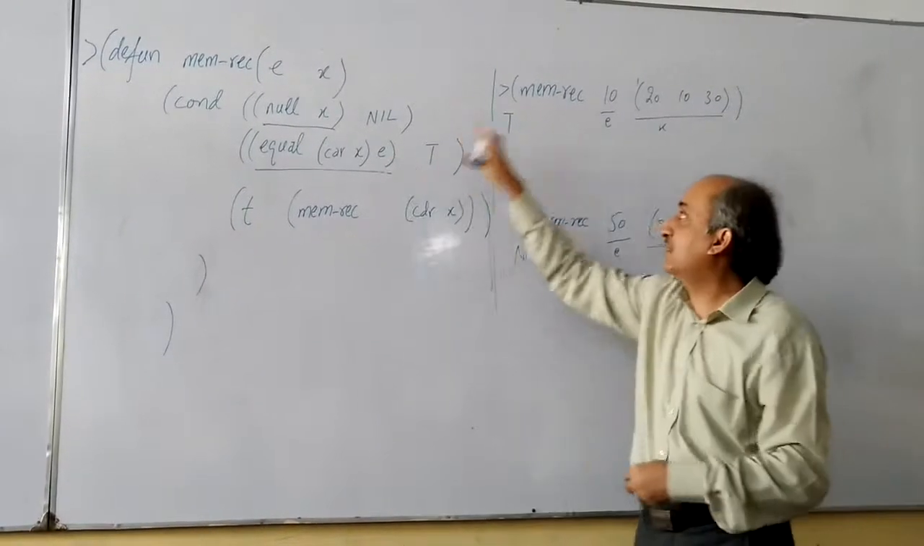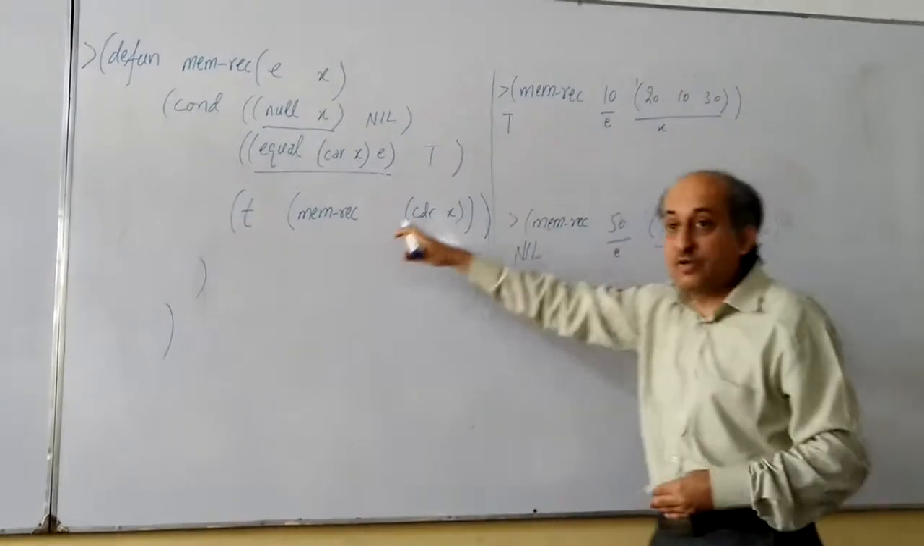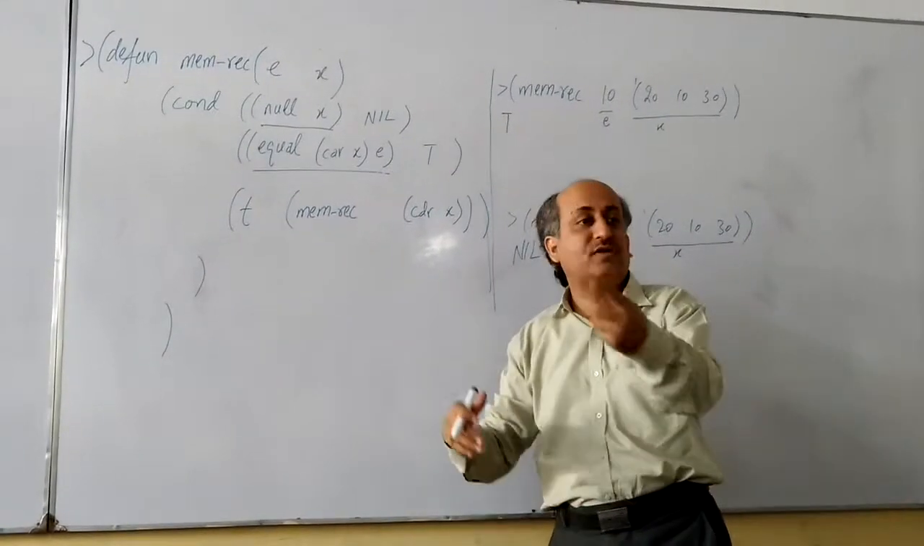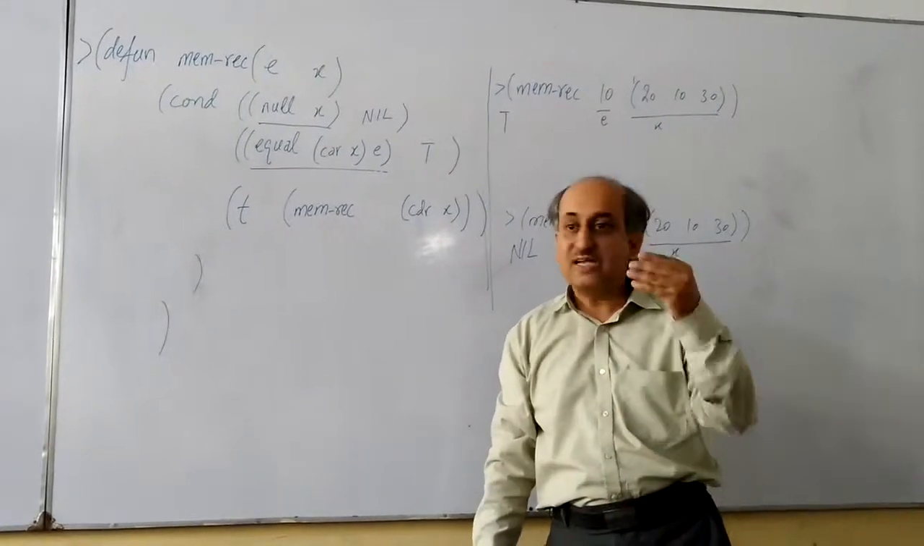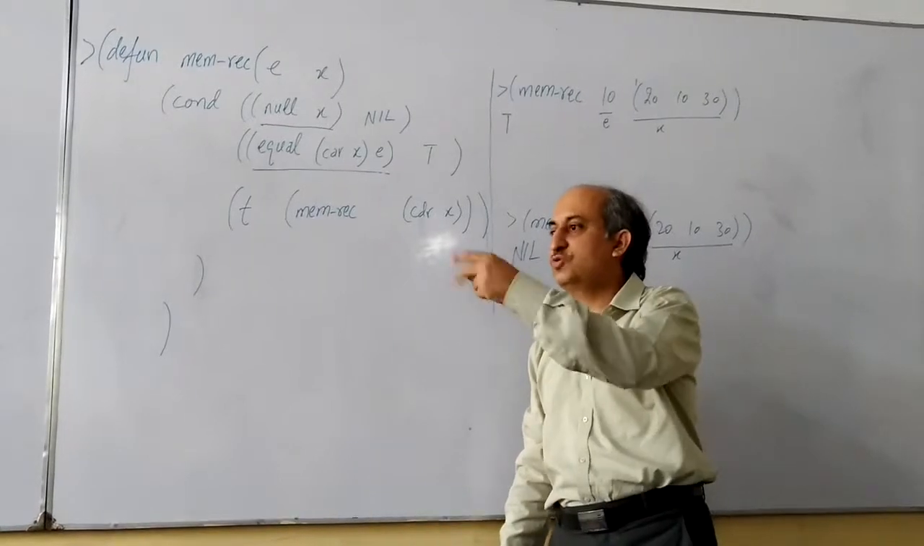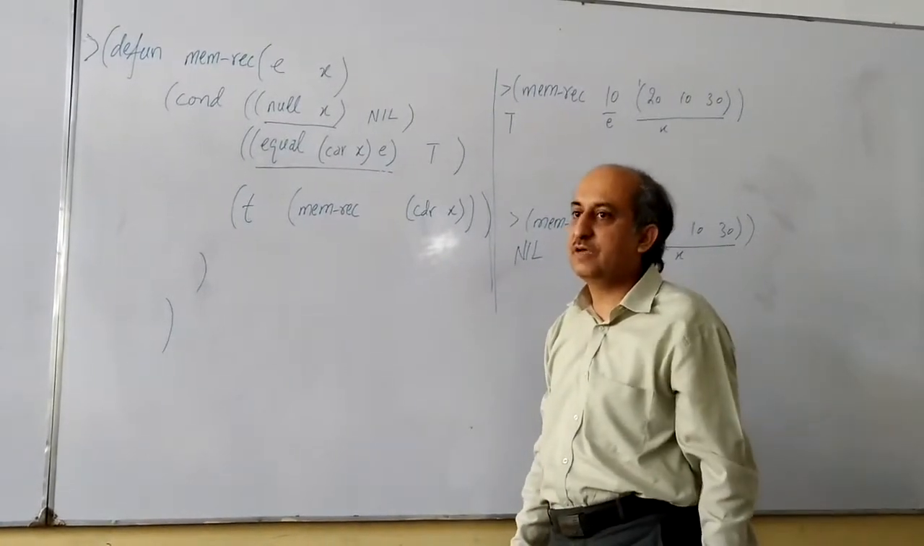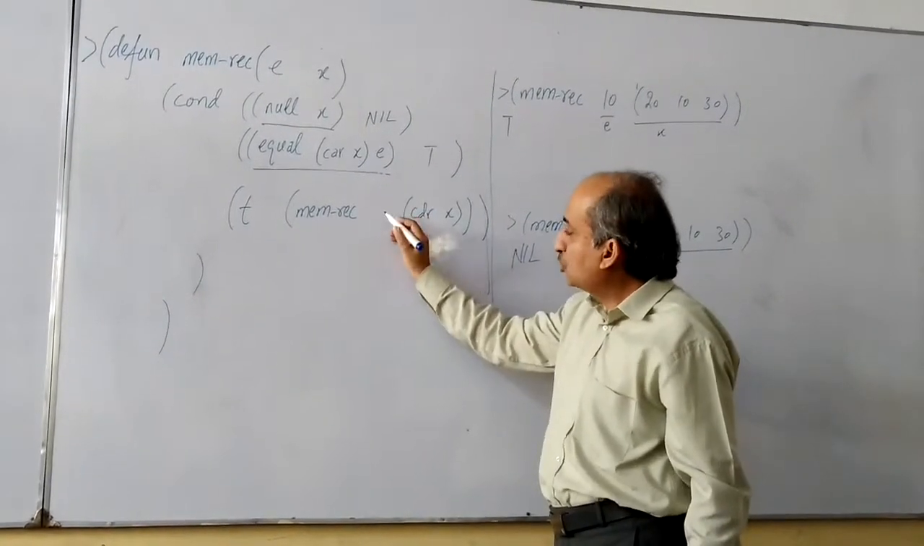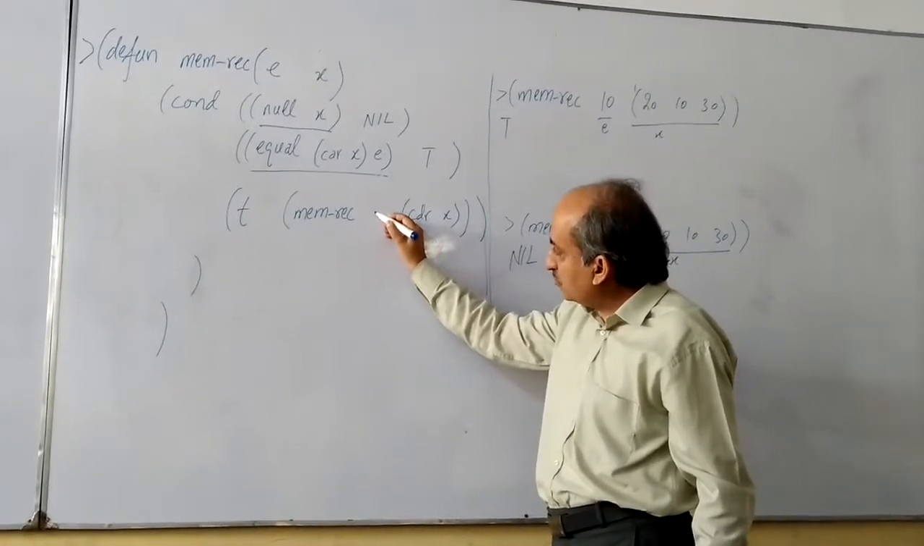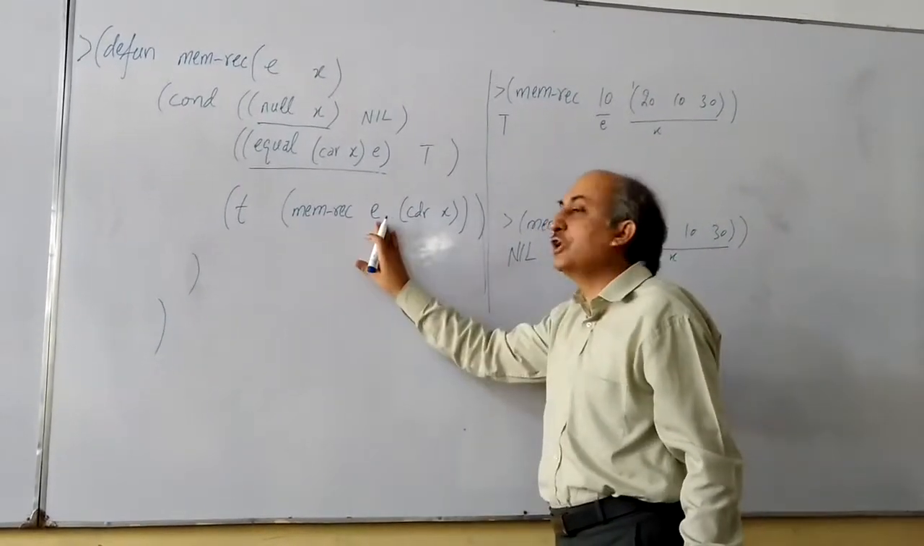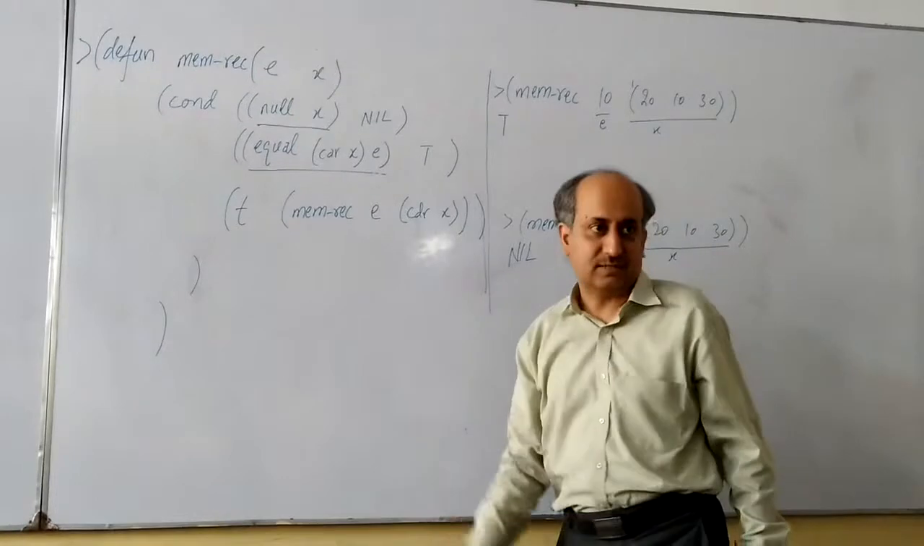Whether we are calling member recursive at top level, or whether we are calling member recursive in its own definition, we must be passing two arguments. These two arguments are compulsory. Okay, none of these arguments are optional. So, the first argument was missed. We should correct our code. The first argument E should be passed to it as it is.